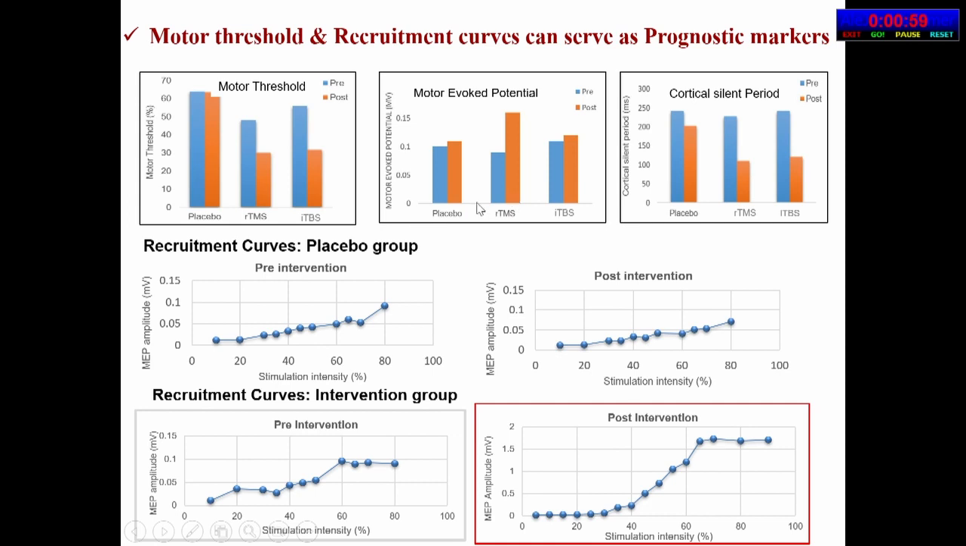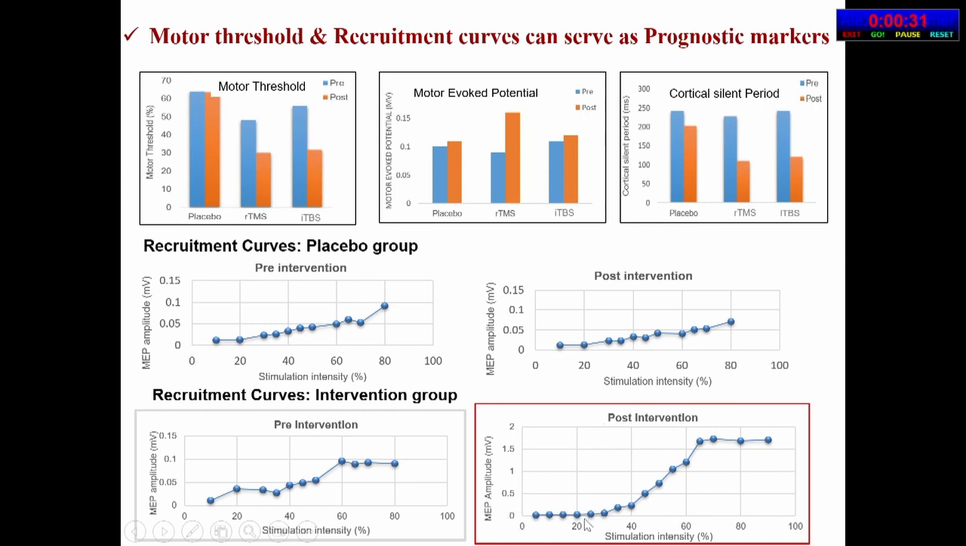As physiologists, we did some electrophysiological studies, and we found that the motor threshold, both after rTMS and iTBS, was decreased. Since they came within 1 to 2 months of injury, there was flaccid paralysis, so the motor threshold was very high because the excitability was less, but after intervention it improved. And the cortical silent period, which basically talks about inhibition, was also reduced.